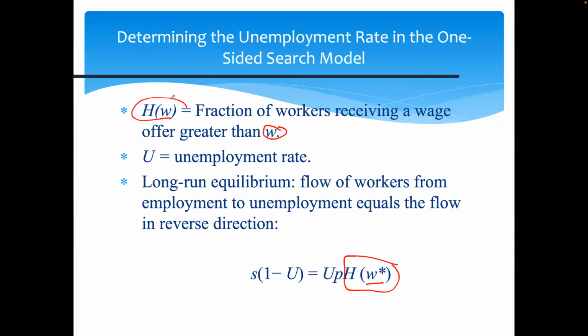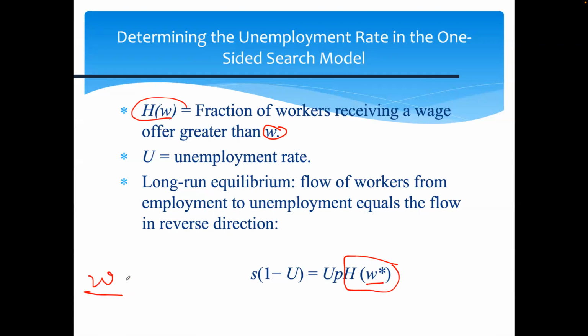So how do we understand that? This just means at every period there are many jobs available, and each job has a different wage. And then we just look at the distribution of the job offers. This H of W just tells you the fraction of the jobs offered by firms that has a wage bigger than W. So again, this W is any W.